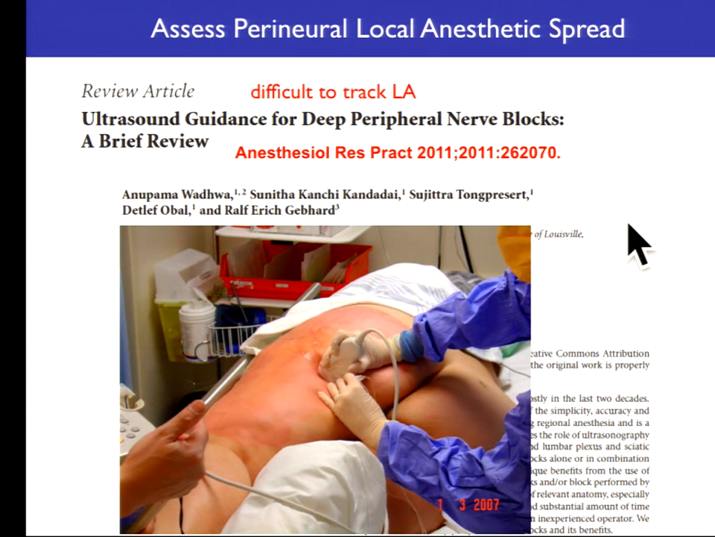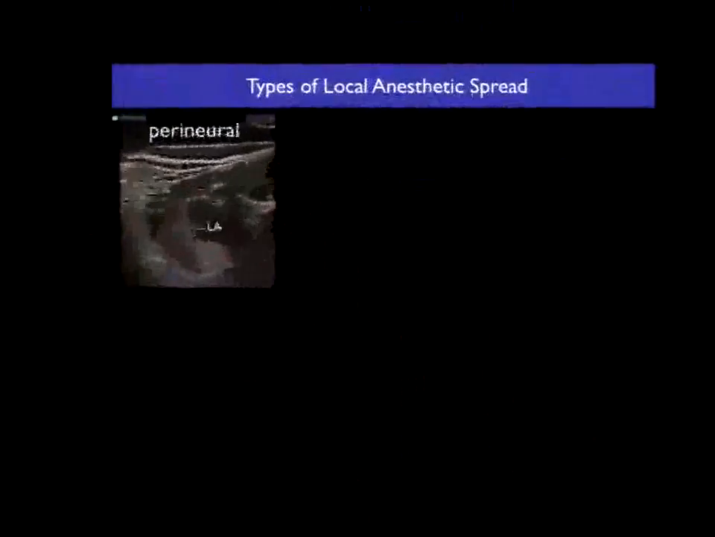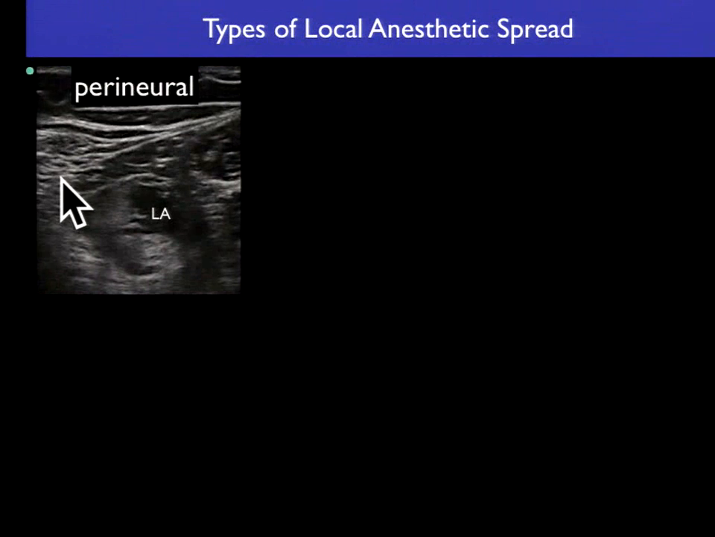So not every time will we be able to assess local anesthetic spread pattern adequately. We have talked a lot so far about perineural injection, local anesthetic injection around the nerve. Is circumferential spread necessary for all types of injections? I don't think we know the answer.